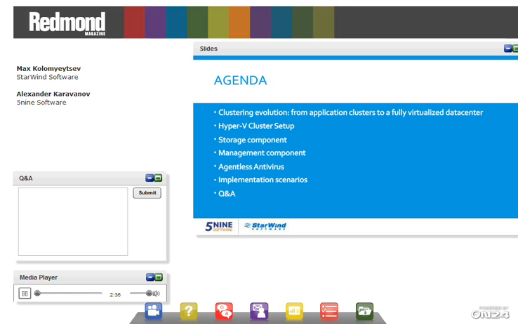The management component is going to speak about monitoring your resources as well as dynamically optimizing the load across the Hyper-V cluster, which is surely going to boost your performance. The agentless antivirus part is going to cover the need for protection, while maintaining the desired performance for your Hyper-V cluster. Of course, we're going to say a few words about implementation scenarios, and as Chris mentioned, we'll run a Q&A session in the very end.